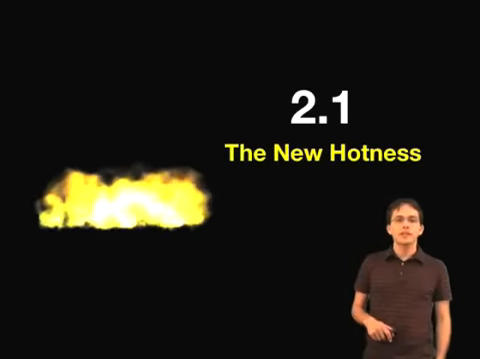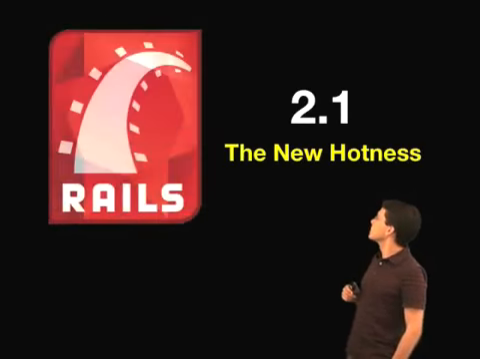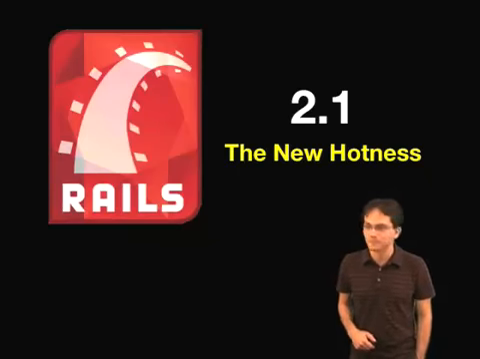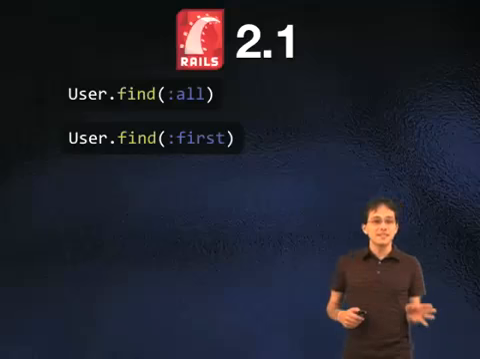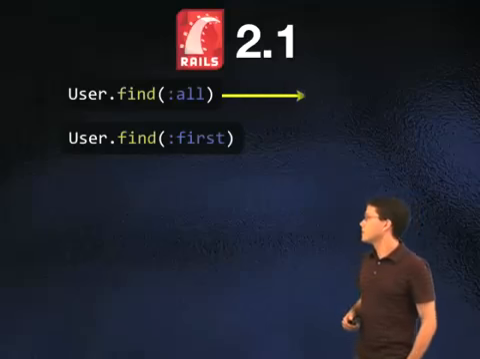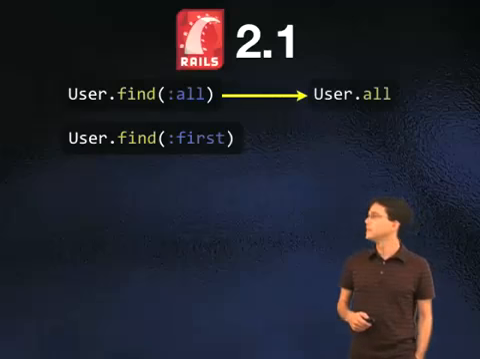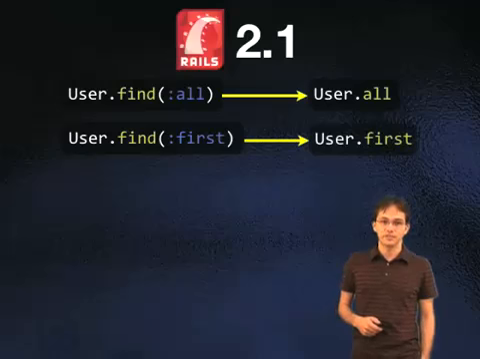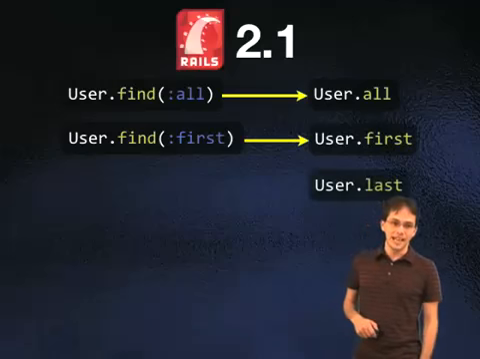The last topic we're going to cover real quick is taking a look at some of the new hotness for ActiveRecord in Rails 2.1. First of all, it's pretty simple, and some of you guys are probably already using it. Instead of user.findAll, you can do user.all. Instead of user.findFirst, you can do user.first. And you can also do user.last.